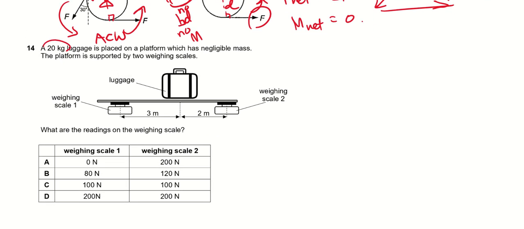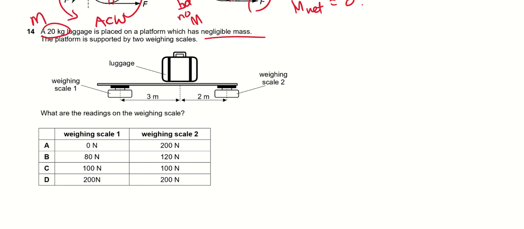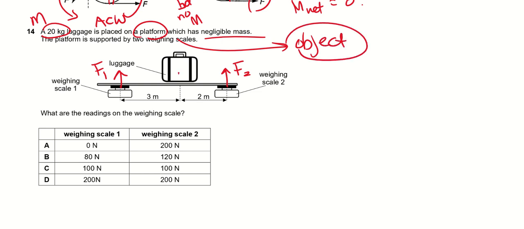Question 14. A 20 kg luggage, this is the mass, is placed on a platform which has negligible mass. It is supported by 2 weighing scales. What are the readings on the weighing scale? So this platform is negligible mass. So what are the forces acting on this platform? There is a supporting force here, I call it F1. There's a supporting force from weighing scale 2, right? It supports the platform. So the platform is the object that we are concerned with, and then we also have the weight acting on the platform.